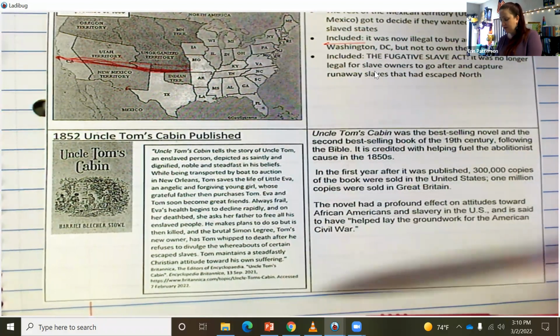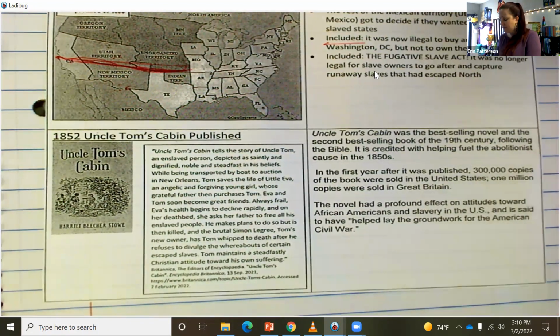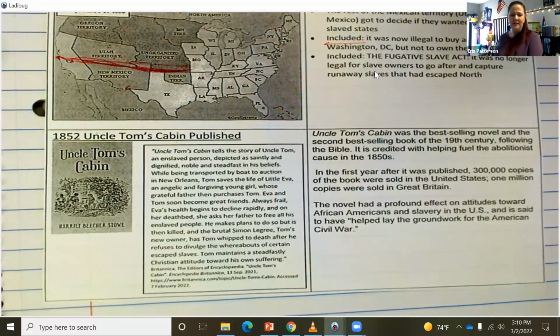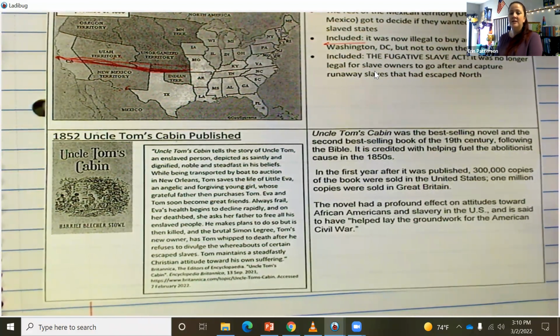Uncle Tom's Cabin tells the story of Uncle Tom, an enslaved person. And he is depicted as saintly, dignified, noble, and steadfast in his beliefs. While being transported by boat to auction in New Orleans, Tom saves the life of little Eva, an angelic and forgiving young girl, whose grateful father then purchases Tom. So Eva is a white girl that Tom has saved. Eva and Tom soon become great friends.